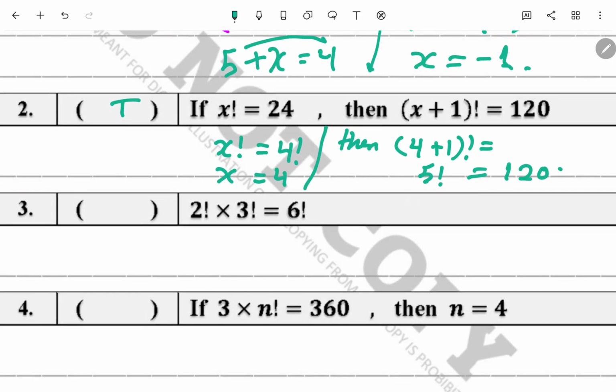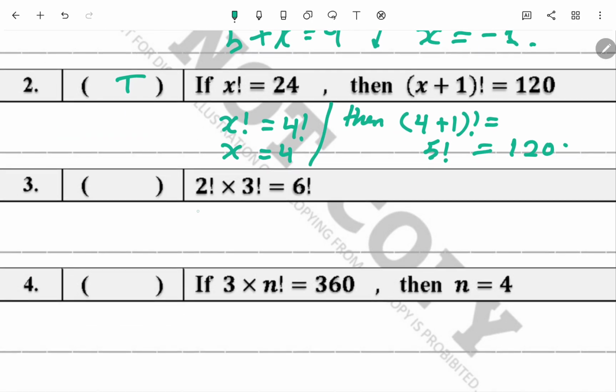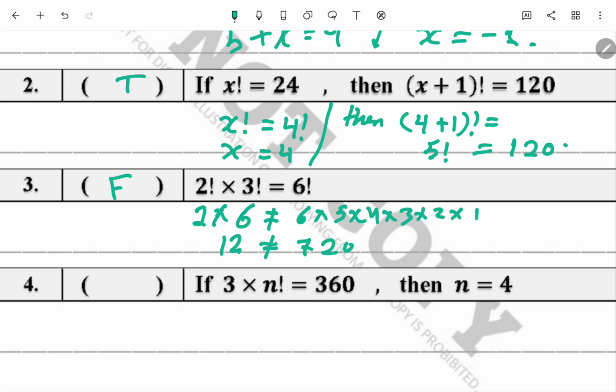In number 3, we can see that we have 2 factorial, which is 2, multiplied by 3 factorial, which is 6, and that will give you 12 on the left side. If you compare it with the right side, you will get 720, and that won't be equal. Because 6 factorial is 6 times 5 times 4 times 3 times 2 times 1, which gives you 720, and it won't be equal. So it is false.